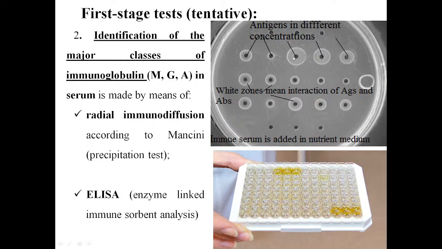If this white ring is bigger, it means the amount of antigen that binds to antibody is bigger. Another method used for detection of immunoglobulins is ELISA, or enzyme-linked immunosorbent assay. Its mechanism will be explained in the next lecture. We can see a result in this photo.